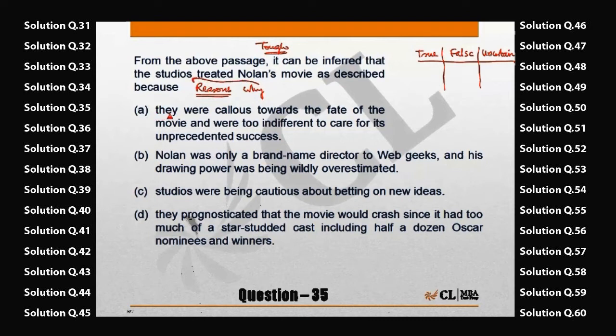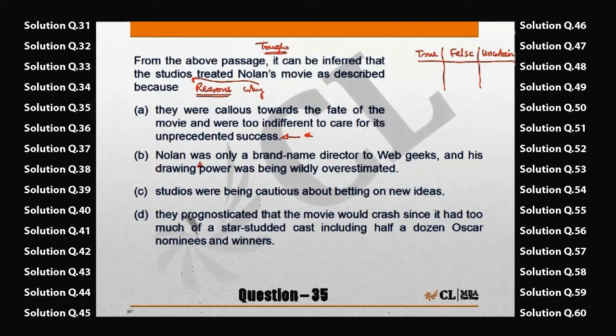Let's look at A. They were callous towards the fate of the movie and were too indifferent to care for its unprecedented success. The fact that they were callous towards the fate of the movie is described in the passage, and the fact that they were indifferent to its unprecedented success is also described in the passage. So we'll come back to this.